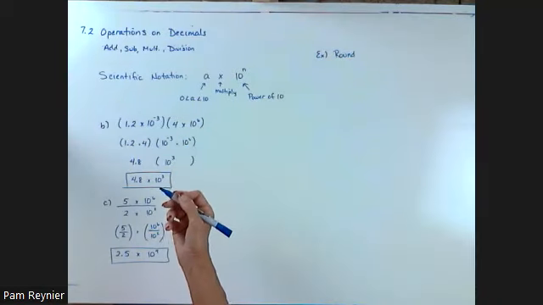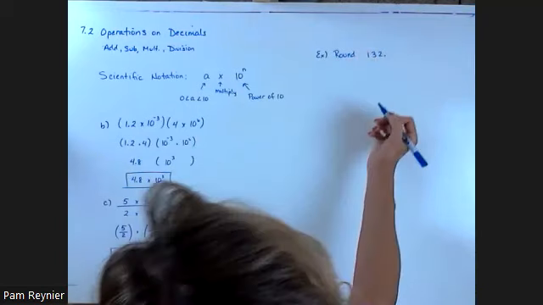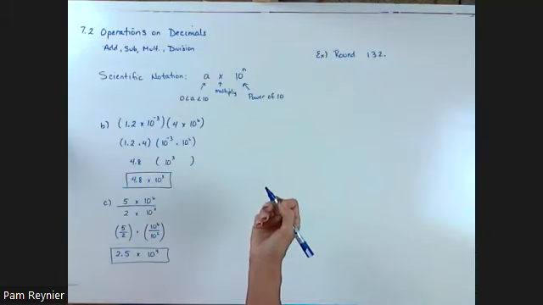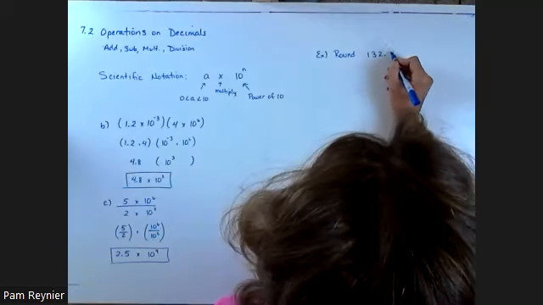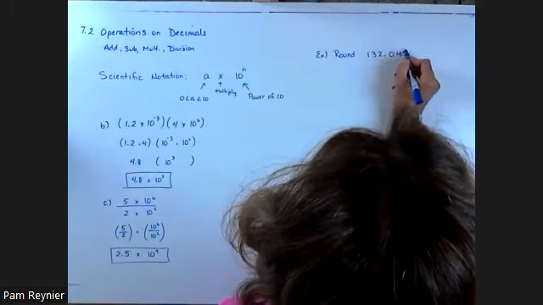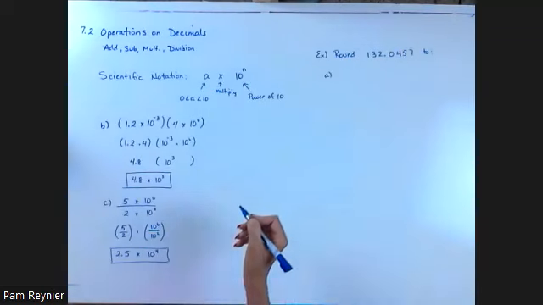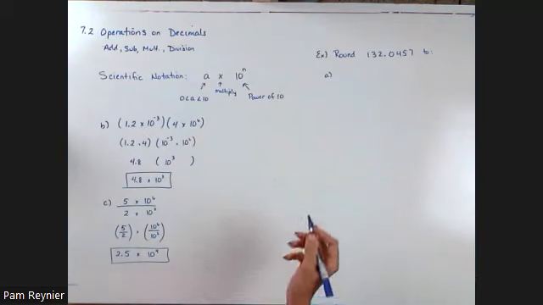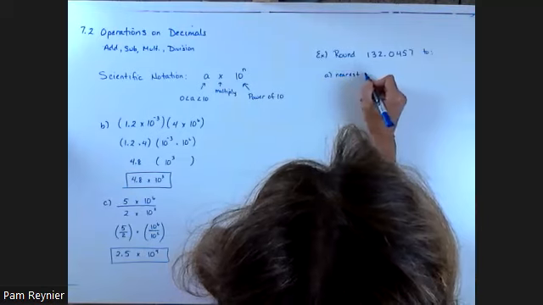Round 132.0457, that is, 10,000ths: 0, 4, 5, 7. Let's go to the nearest hundredth.